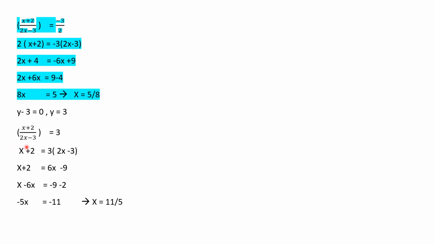In the same way, you have to substitute the other root. This is the first root, minus 3 by 2, we have applied. The other root equal to 3, that we are going to apply, and we have got the answer x equal to 11 by 5. Right? Now we'll go to the next one.